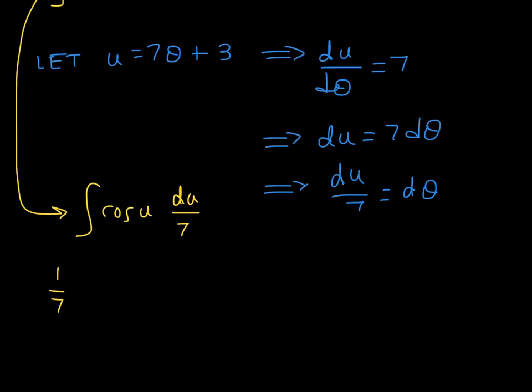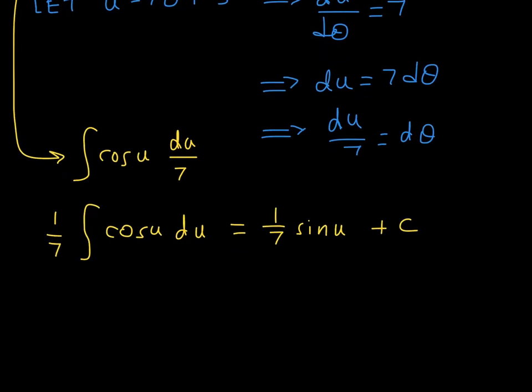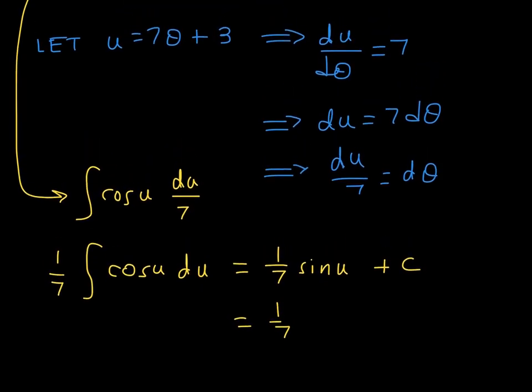Now, this over 7 business is a 1/7 factor, right? So this is 1/7 times the integral of cosine of u du. Now, it is the sine function whose derivative is cosine. So then this is 1/7 times sine of u plus c. And of course, let's not forget to back substitute. Remember that u is equal to 7 theta plus 3. So sine of 7 theta plus 3 and then plus c. Man, this is so much easier now that we are making a substitution.